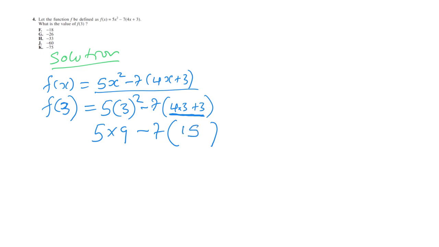Okay, so let's see. 5 times 9, what do you get? 45 minus 7 by 15. 7 by 5 is going to be 35, 7 by 10 is 70, so this is 105. Okay, 45 minus 105, what do you get? I see the answer is negative 60.